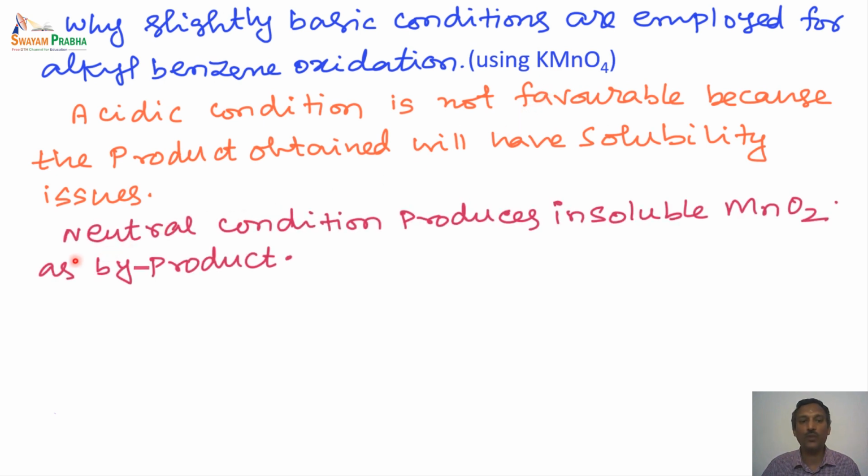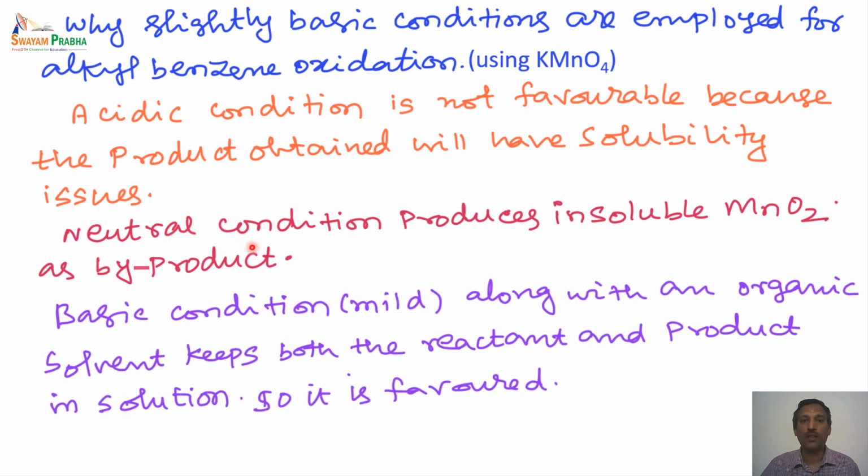So then what happens if we use neutral conditions? If we are using neutral conditions, that actually produces insoluble manganese dioxide as a byproduct. So this is again a big problem. We cannot isolate our carboxylic acid from the reaction medium. That is the reason even neutral conditions are not employed. Then why do we have to use a basic condition? And again, it is not a strong basic condition, it is only a mild basic condition.